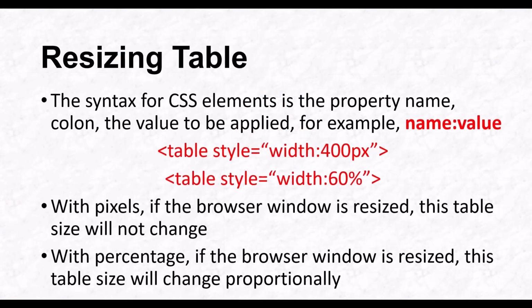To resize a table, we can use a style element by adding a property name and its value. As you can see in the syntax shown in red, the property name and value are separated by a colon. The table width can either be expressed in pixels or percentage. With pixels, if the browser window is resized, the table size does not change. With the percentage, however, if the browser window is resized, the table size changes proportionally.